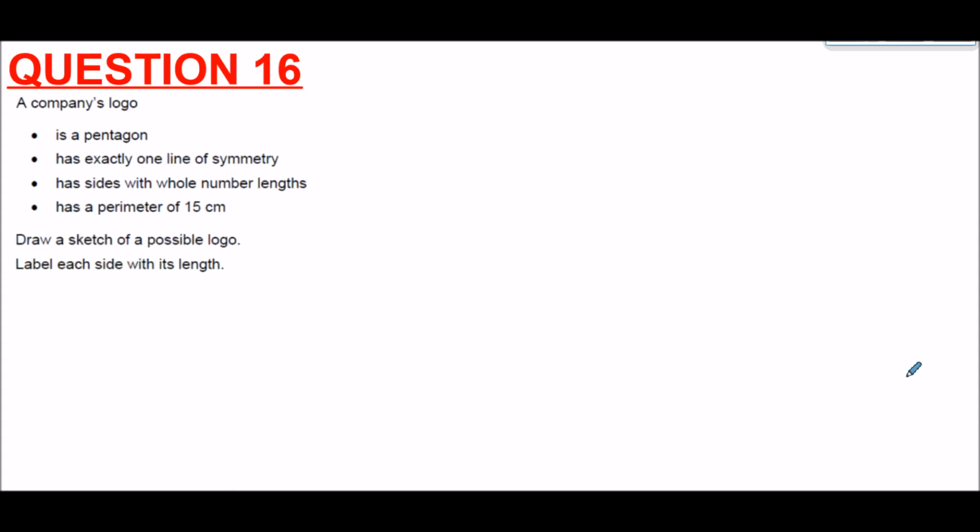Question 16, we're talking about a company's logo, and we've got some information about it. So it's a pentagon, has exactly one line of symmetry, has sides with whole number lengths, and has a perimeter of 15 centimeters. Draw a sketch of a possible logo. What we need to do first of all is remember what a pentagon is. A pentagon is any five-sided shape.